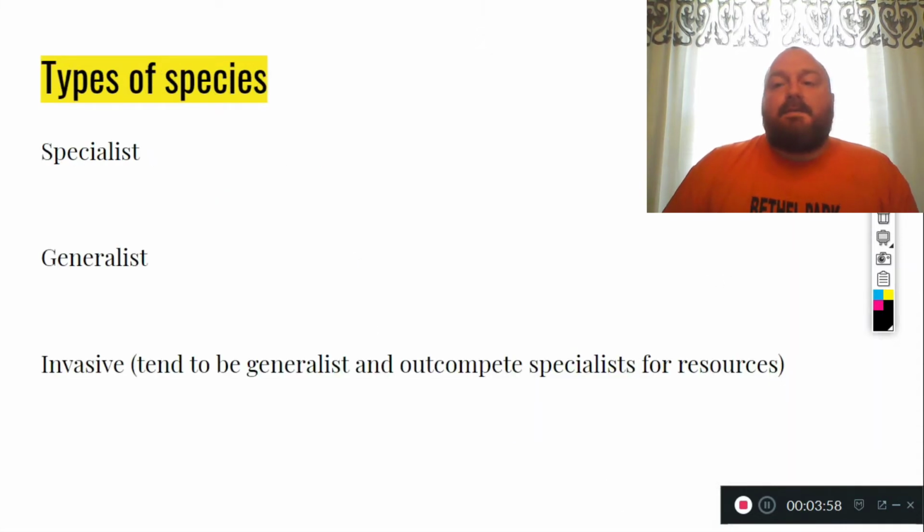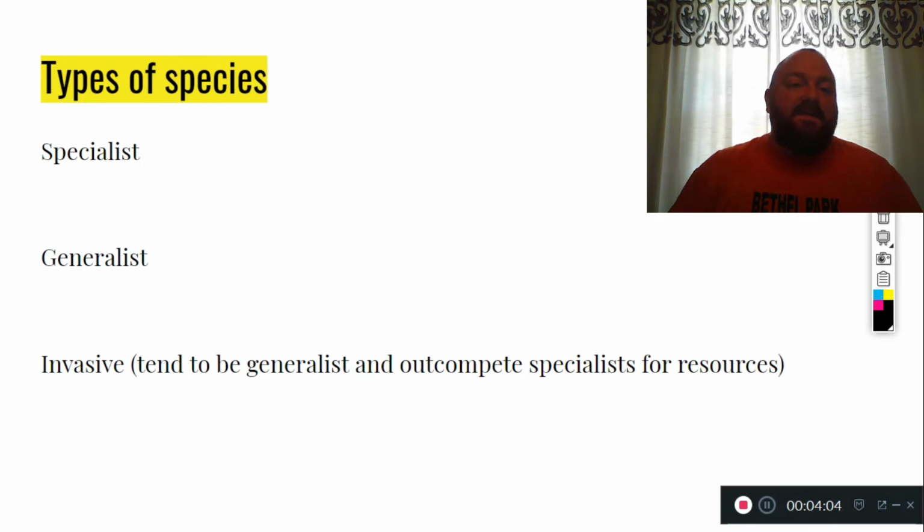Now, when we look at the different classifications of species, species are broken down into two groups. They can either be generalist species or specialist species. And we talked about this in that last review unit, when we talked about how generalist species can survive ecosystem changes much easier than specialist species.